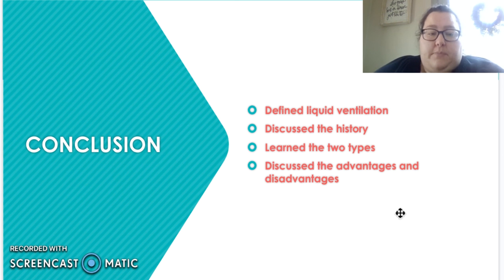So, to conclude, we learned that liquid ventilation is a technique of mechanical ventilation in which the lungs are ventilated with oxygenated perfluorochemical liquid rather than a gas mixture of oxygen and air. We also went over a little bit about the history and that it was first tested on mice instead of mammals. There are two techniques: partial liquid ventilation and total liquid ventilation. And the only one used today is partial liquid ventilation.